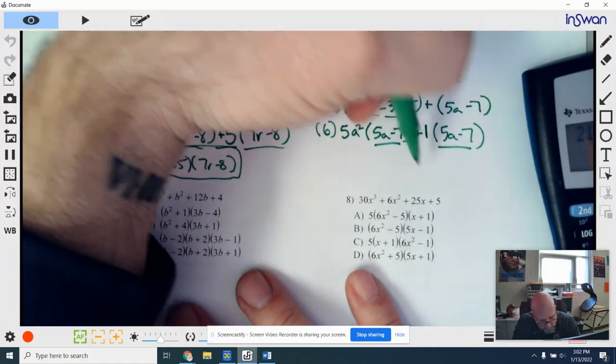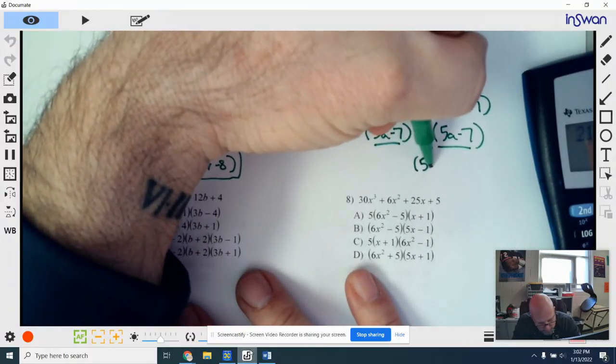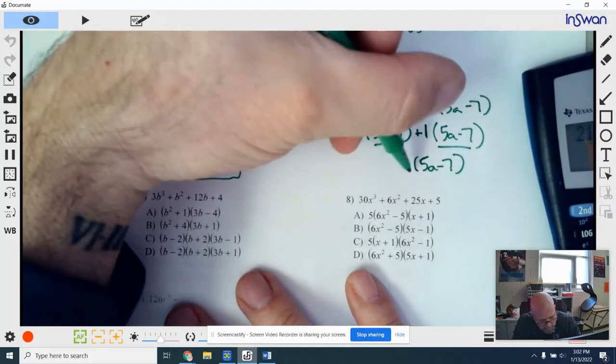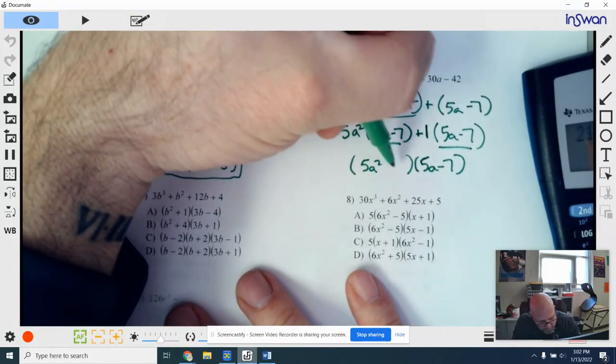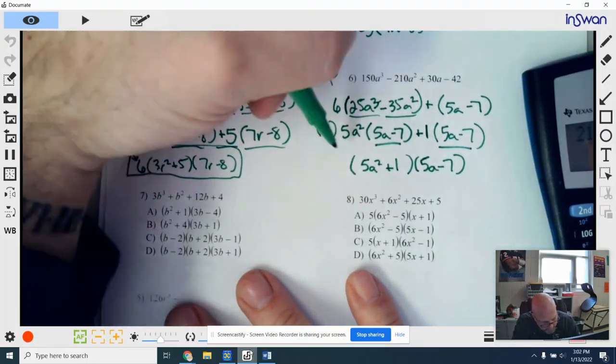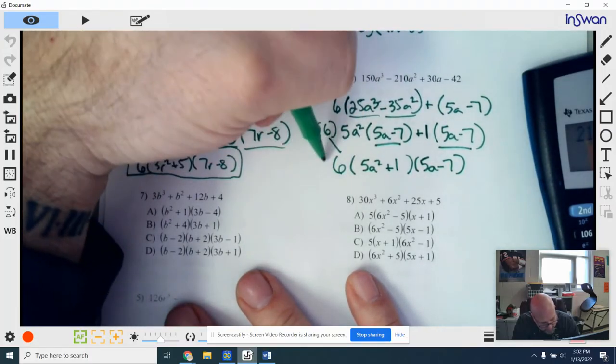Okay, so because of those two, you're just going to write down one of those. And then our other parentheses comes from the other GCFs that we pulled out. So 5a squared plus 1. And then last, don't forget that 6, put it in front.